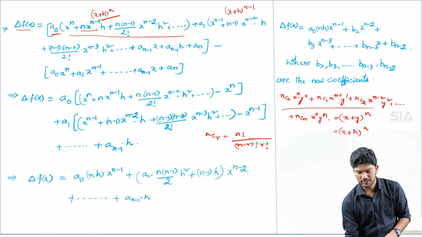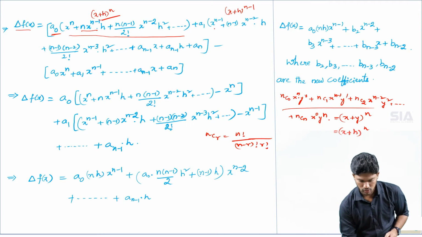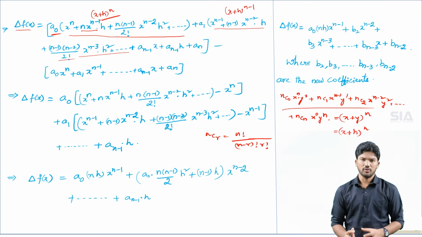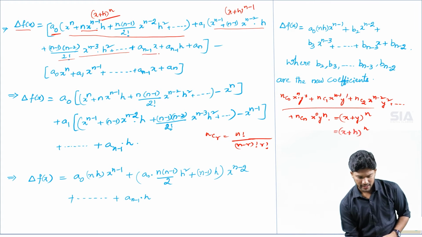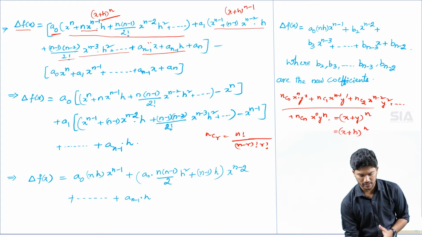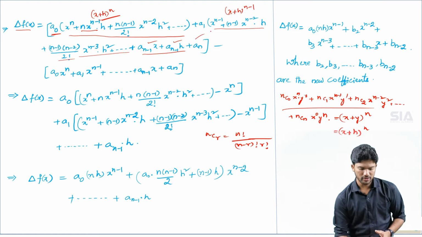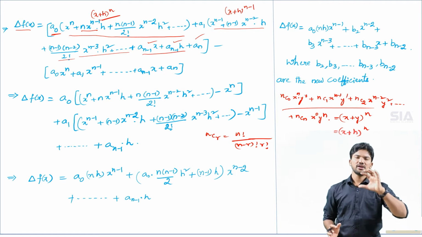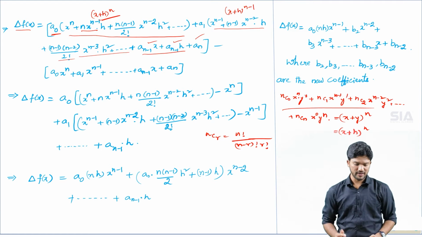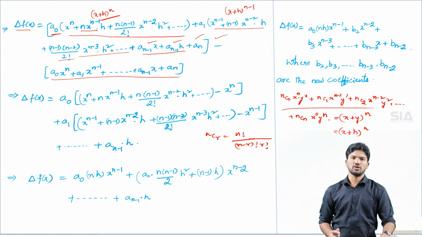(x + h) to the power n minus 1. So this total expansion gives that value. Now the last term is a_(n-1) into (x + h). Okay, a_(n-1) into x, a_(n-1) into h. The last constant term is a_n. That is the f of (x + h) value, minus f of x value. That is the total f of x value.